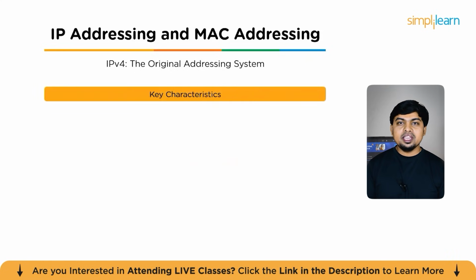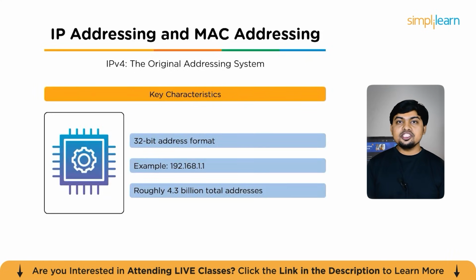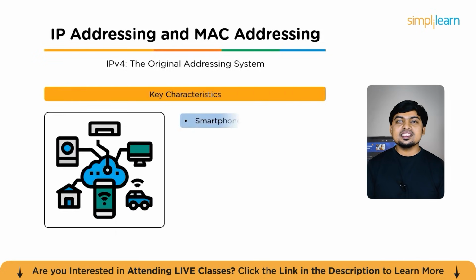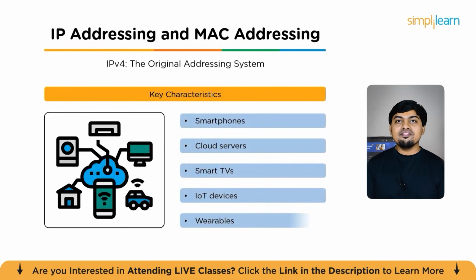First one is IPv4, the original addressing system. Key characteristics: 32-bit address format, like 192.168.1.1. Roughly 4 billion total addresses. This seemed more than enough back in the 1980s. But with today's explosion of smartphones, cloud servers, smart TVs, IoT systems, wearables, the available IPv4 space is almost completely exhausted. Now let us also know why IPv4 ran out.